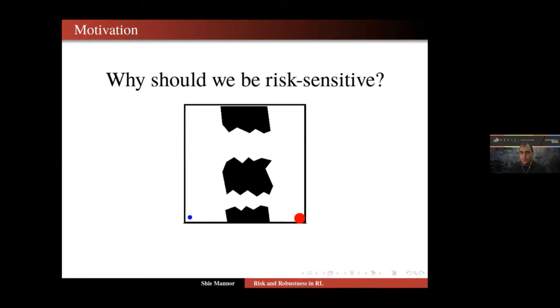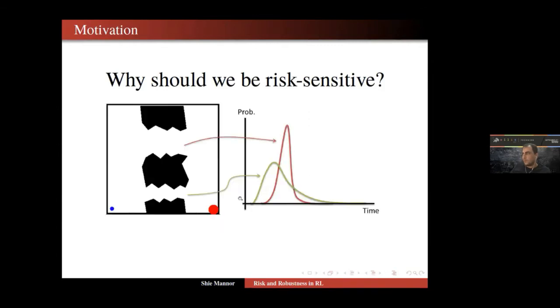So why should you be risk sensitive? This is the pinball example we had before. There is a blue ball that you control with the objective of getting to the red target, and you have two options. You can go through the longer and safer route, or through the shorter and more risky route. Just to give you an example, suppose you want to get to the airport, and the question is which one should you choose? And when you look at the lower route, the riskier one, on expectation it looks better, but it still has heavier tails.